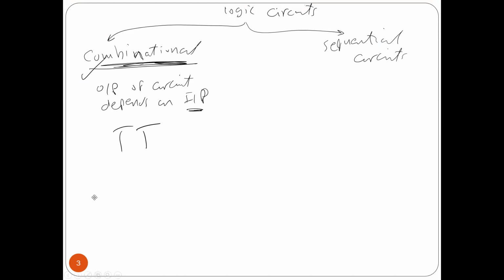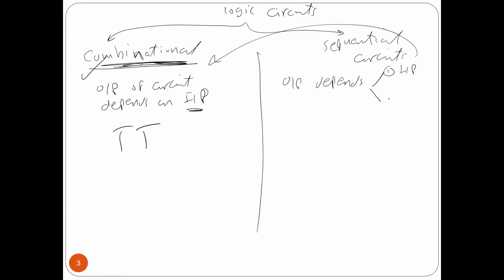In the case of sequential, the output depends on two things, not only one. It depends, number one, for sure, on the input, similar to combinational, but on top of that, it also depends on the state, or as you will see, the current output or the state. That means for the same input, I may get a different output based on the current state, as you will see today. So the output does not only depend on the input, but also on the state.